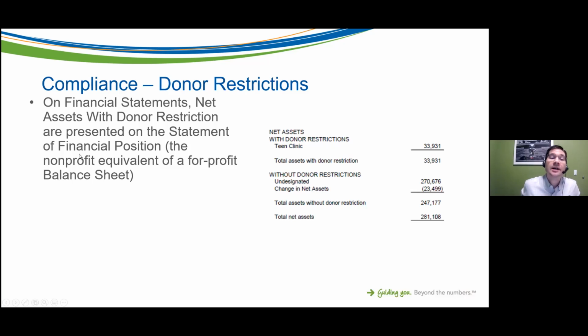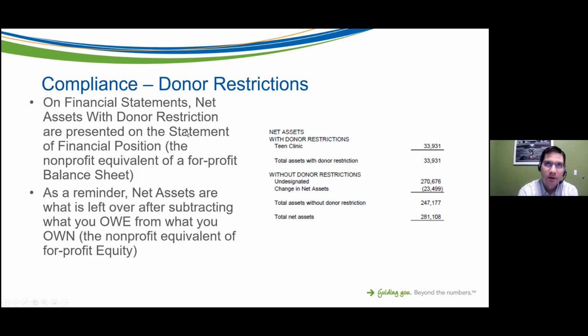So when looking at donor restrictions, as I mentioned before, on the financial statements, net assets with donor restriction are presented on the statement of financial position. And if you're familiar with for-profit entities, that's also known as the balance sheet. So here, Teen Clinic shows up with the balance of $33,000. There's nearly $34,000 of funds still waiting to be used for the Teen Clinic, and the remainder of their equity is undesignated without donor restriction. And then the change in net assets line here is basically equivalent to the annual profit or loss.